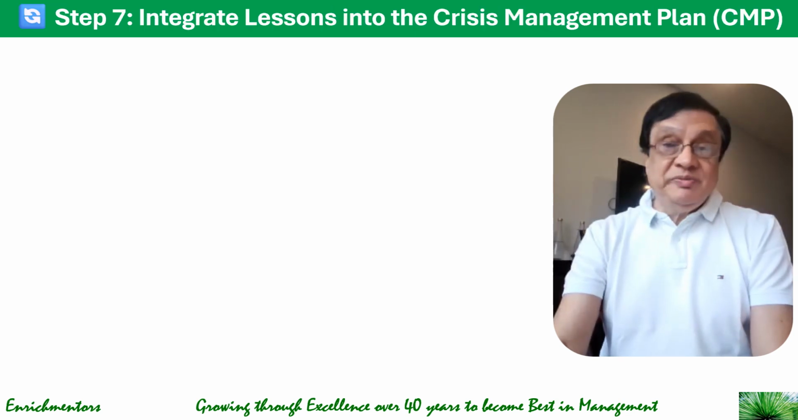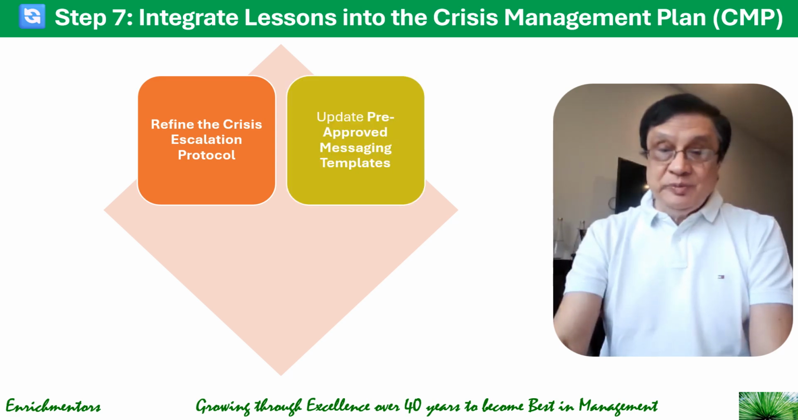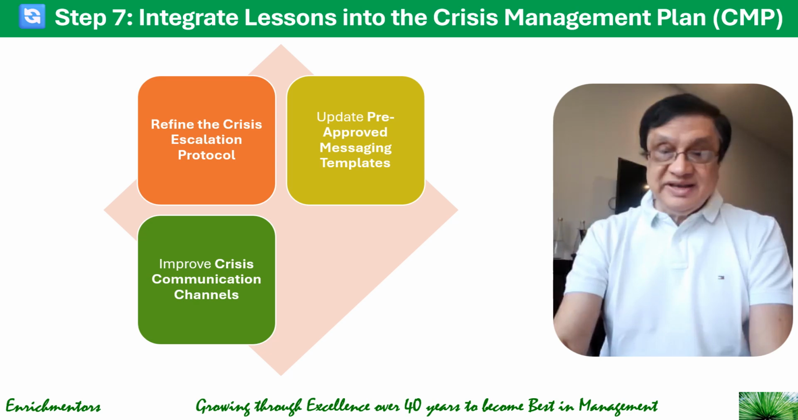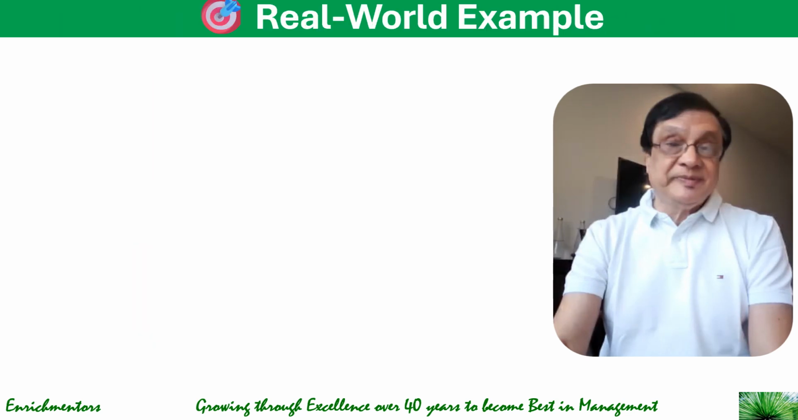The seventh step would be to integrate lessons into the crisis management plan, the CMP, where the first step would be to refine the crisis communication protocols. Then second would be to update pre-approved messaging templates, improve crisis communication channels, and strengthen cybersecurity measures. So that's the seventh step that you need to take.